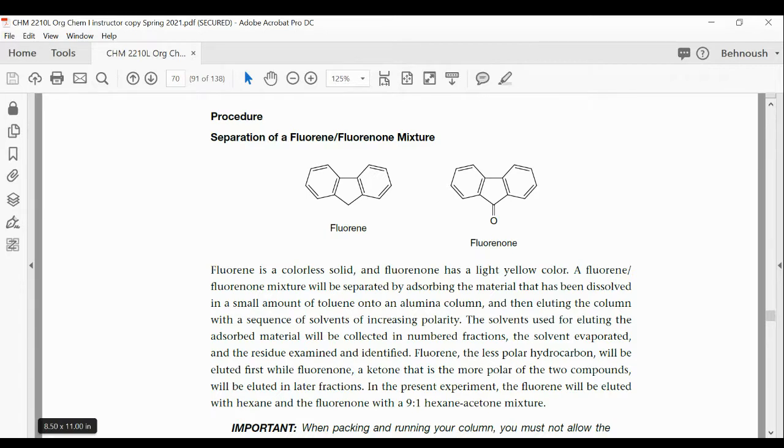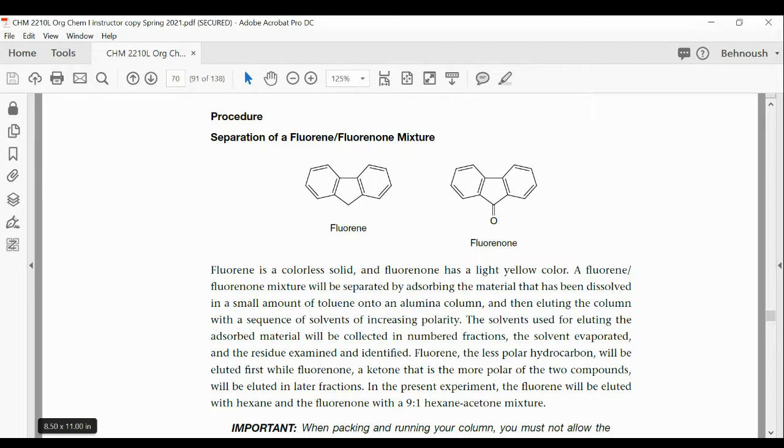Because your solvent hexane is nonpolar, and fluorene is less polar, it likes the hexane more than the stationary phase. The stationary phase is polar, and fluorene has a choice to stay with the stationary phase or move with the solvent. Because it looks like the solvent, it's going to move faster. When the fluorene leaves, then you are trying to get the fluorenone to leave, and in order to do that, you have to bring acetone.